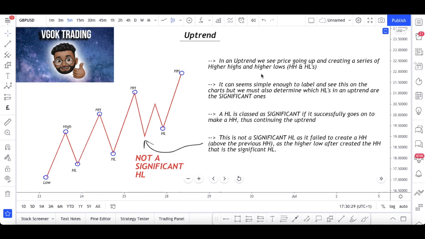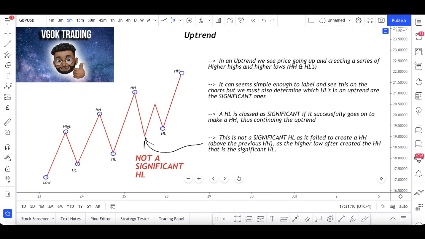Now, it can seem fairly simple enough to label these on a chart and see this on the charts. But we've also got to determine which of the higher lows in an uptrend are going to be the significant ones. A higher low is classed as significant if it successfully goes on to make a higher high, continuing the uptrend. So as you can see here, what I've drawn from this arrow, I've put not a significant higher low. So I'm talking about this point right here, not this one right here. This is not a significant higher low, as it failed to create a higher high.